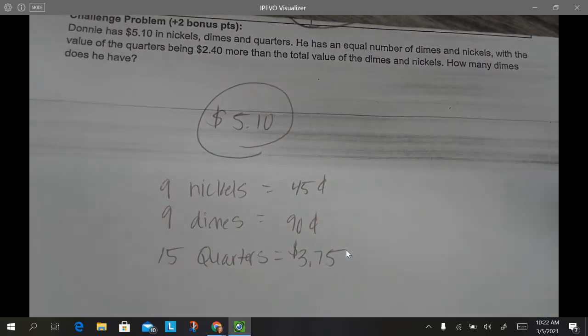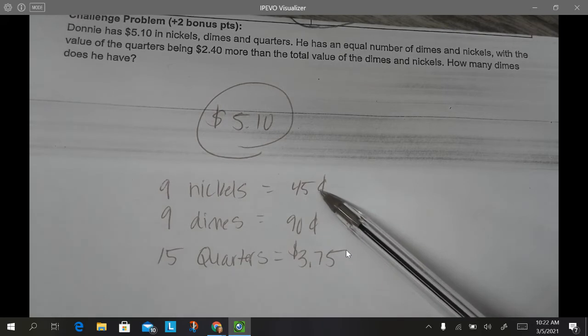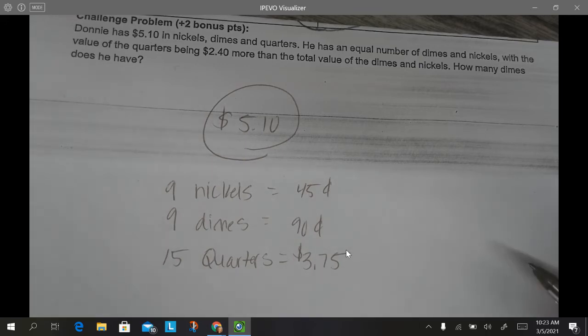This is what I got. So he has $5.10. You're going to need 9 nickels that are 45 cents, 9 dimes that are 90 cents, and then 15 quarters, which equal $3.75. All right, so it should be $2.40 more. So that one was tough. I'm not sure how you guys set it up. There's many different ways. I drew a picture for mine, but you can set up an equation too. All right, that's that one.